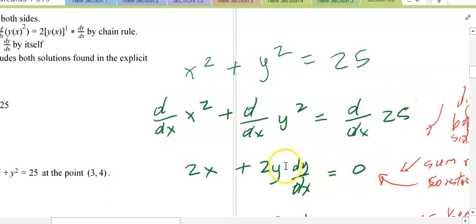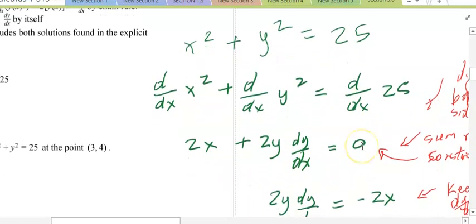The rest is trying to keep the dy dx terms on the left side and everything else goes to the right. So we're going to do some algebra here.